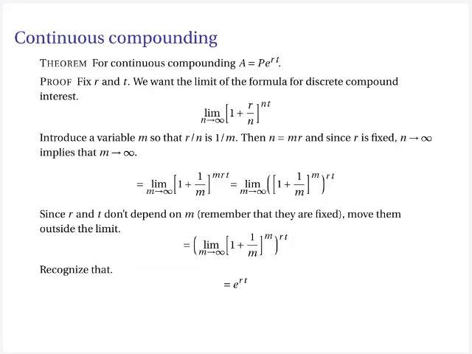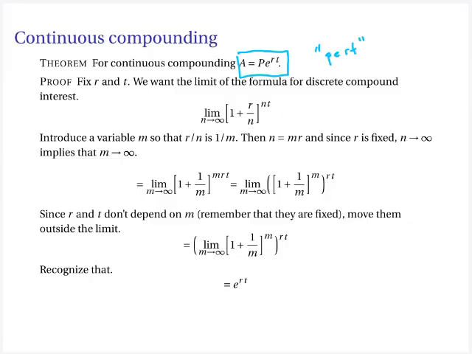So the formula for what happens when n goes to infinity is here. It's A equals P e to the rt. You call that continuous compounding, and people will say that out loud as "PERT." I probably will say it out loud. I'll say, well, apply the familiar PERT formula.